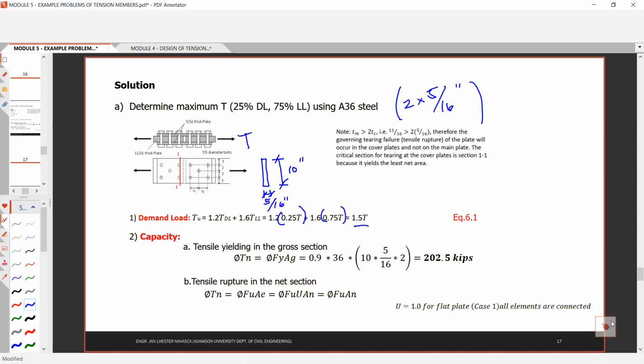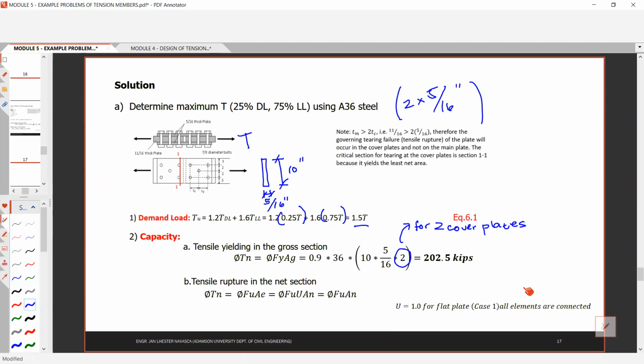Then you have two cover plates, from top and bottom, so you have this multiplier 2. Therefore, you have 0.9 times 36 times 10 times 5/16 times 2. For two cover plates, you have 202.5 kips.